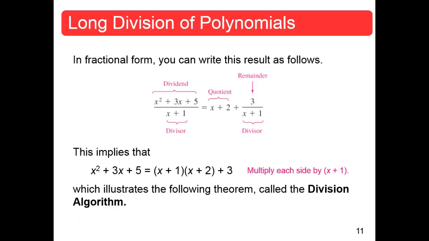Here's another way to write it. This also applies: what if you multiply every term here by your divisor? That x squared plus 3x plus 5 is equal to x plus 2 times x plus 1 plus, and then multiply this by that, the divisors go out, plus 3. And that's what we used to do too. When you're checking your long division, you multiplied your quotient by your divisor, and then added the remainder to get the dividend. And sure enough, you did.